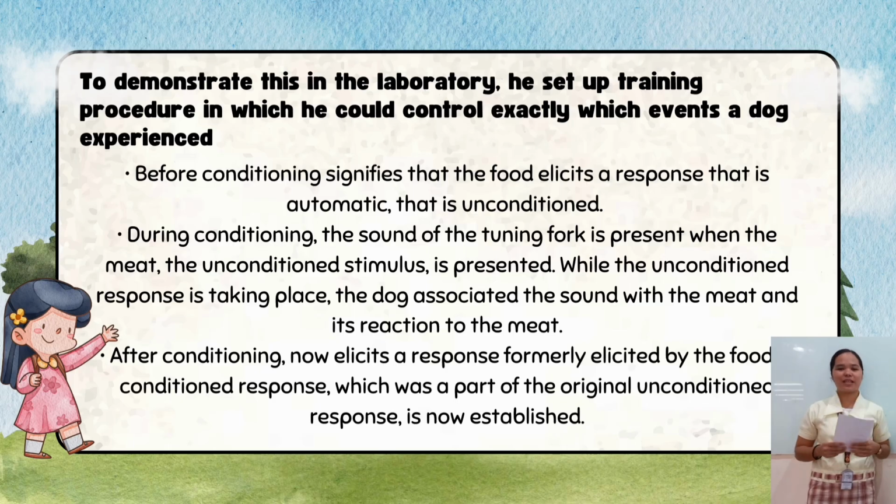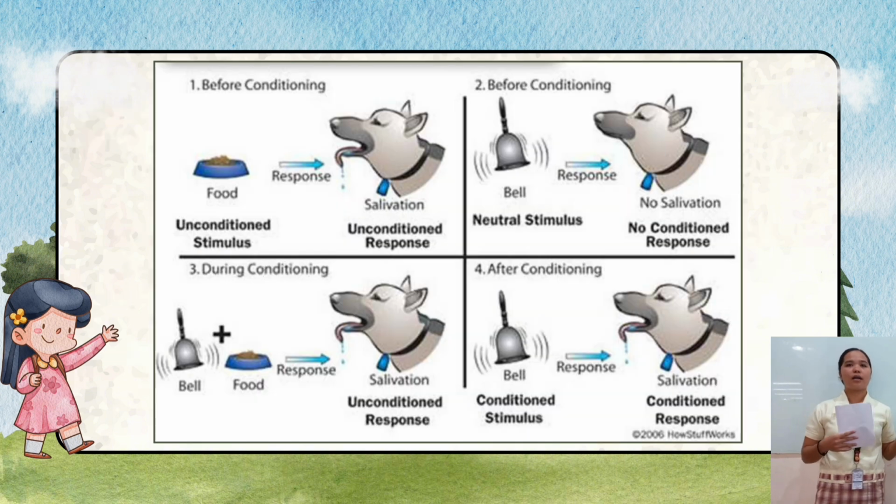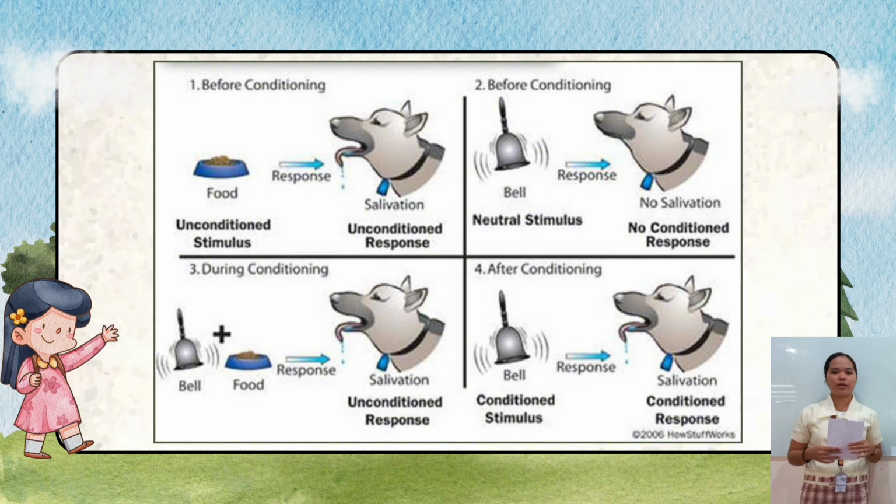To demonstrate this in the laboratory, he set up a training procedure in which he could control exactly which events a dog experienced. As shown in the picture, a tuning fork is sounded and after a brief interval, meat is presented to the dog. The dog responds to the food in the usual manner. It salivates, chews, and swallows.